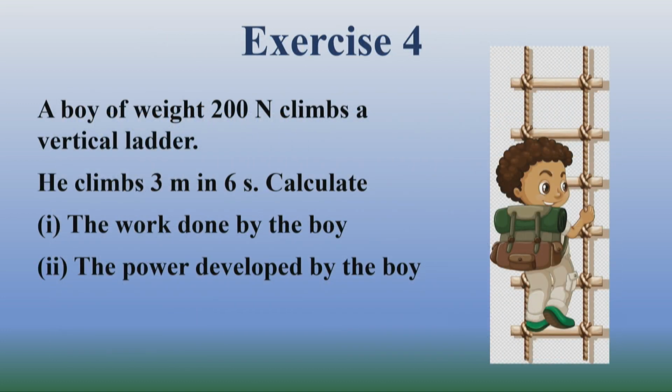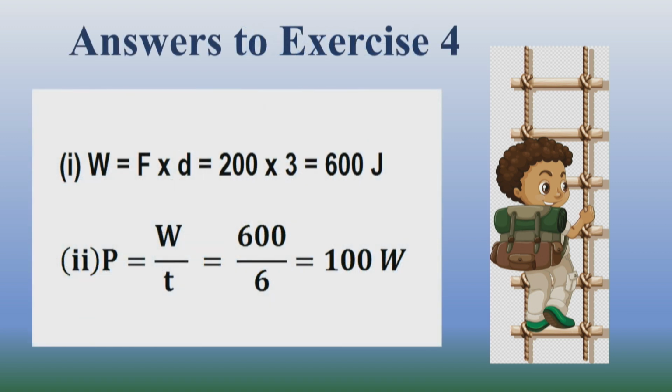We now move to exercise 4. A boy of weight 200 Newton climbs a vertical ladder. He climbs 3 meters in 6 seconds. Calculate, firstly, the work done by the boy, secondly, the power developed by the boy. Work done is force multiplied by distance, that is 200 multiplied by 3, and this equals 600 joule. To calculate power, we divide work done by time taken, that is 600 joules divided by 6 seconds, and this equals 100 watt.